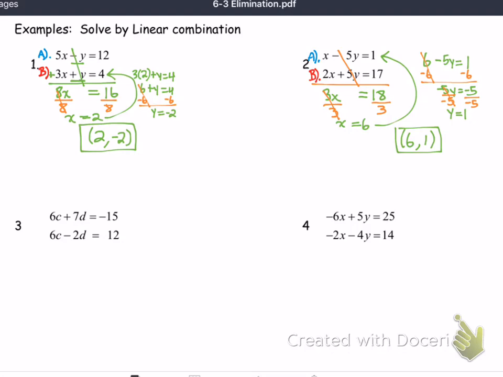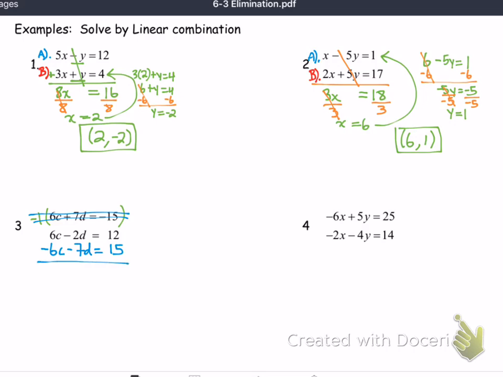I would like to change one of the 6c's into a negative. So if I want to do that, I'm going to multiply everything by negative 1 in one of them. I'll just do that to the first one. And so line A changes to negative 6c minus 7d equals positive 15. Now this old line A just disappears, and I'm dealing with a new line A.